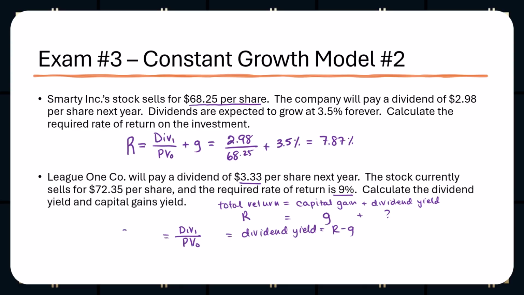So we'll take the $3.33 dividend that will be paid 1 year from now, and we will divide it by the $72.35 price per share. That will give us R minus G. Now we already know R. R is 9%. What we want to do next is find the capital gain. We want to find G. And to do that, G will simply equal that 9%, or the total return, minus whatever we find for that dividend yield.